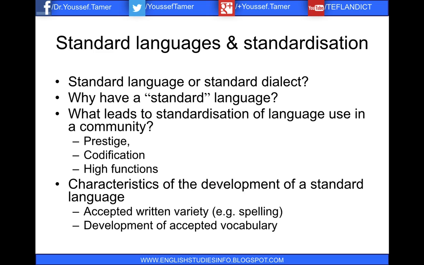And then development of accepted vocabulary. Of course, when they are going to start using it in high functions, in formal contexts, the vocabulary of that dialect needs to be developed. Because when you use it just for informal communication, at home, you have vocabulary for that context. But then when you take it for teaching biology, for teaching physics, you have to develop its vocabulary, right? That's part of codification.